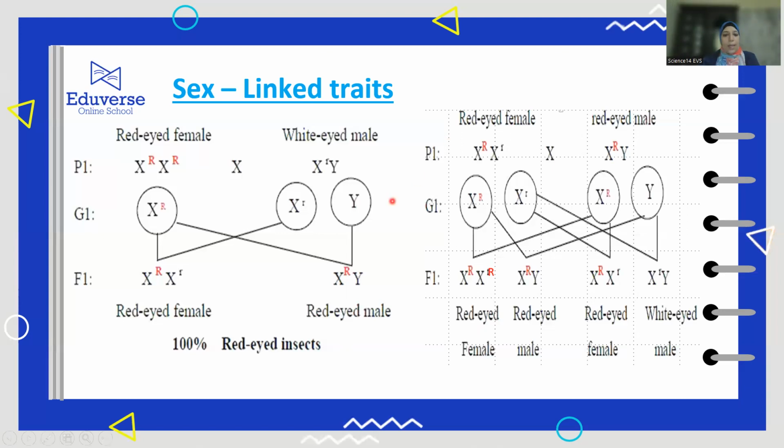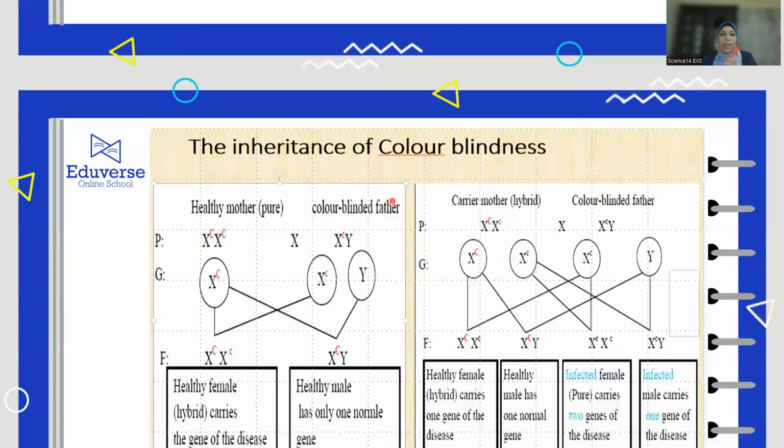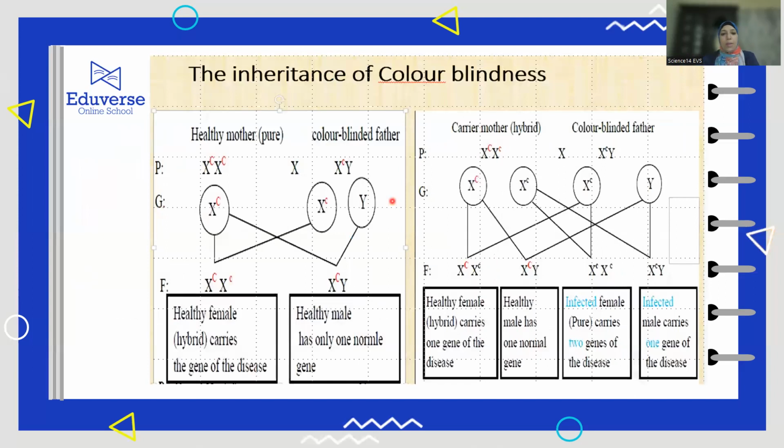Another example for the sex-linked traits: we have some diseases which are considered sex-linked traits, like color blindness, muscle atrophy, short-sightedness, and hemophilia. And all of these diseases are controlled by recessive genes.